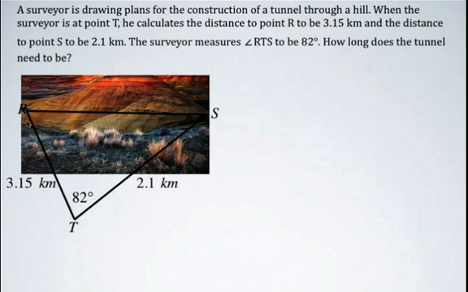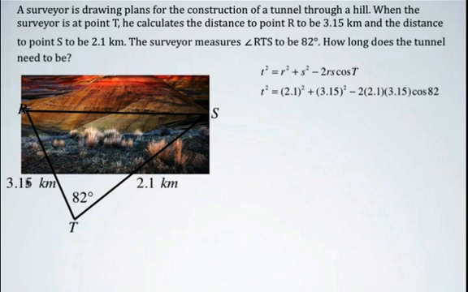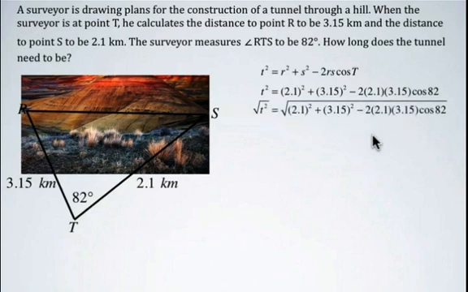So now we have two side lengths and the contained angle. So that means we can use cosine law in order to figure out how long the tunnel needs to be, because we're looking for the side opposite the given angle here. So we're going to sub in now for R is equal to 2.1, S is equal to 3.15, and angle T is 82 degrees. So we can isolate T by taking the square root of both sides of the equation. And we can do this operation all on our calculator.